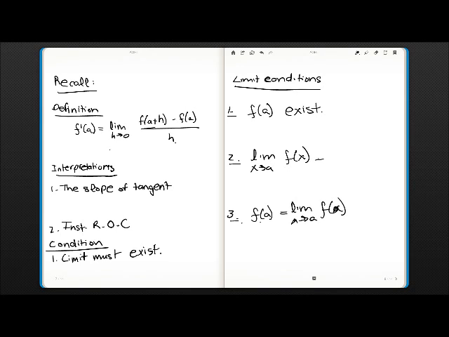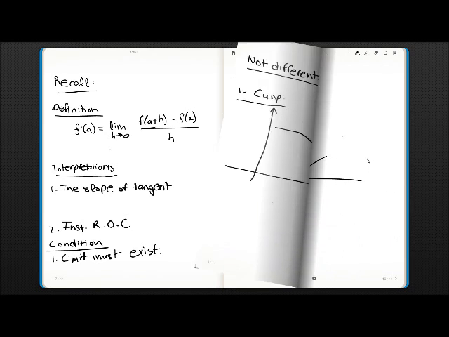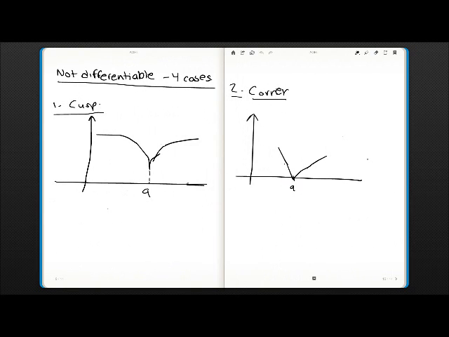Also, this will only exist if the left side equals the right side. So, left side equals the right side. So when is a function not differentiable, when the limit does not exist? There are four cases where it's not. The first one is a cusp, and there are two reasons why the limit for this does not exist.